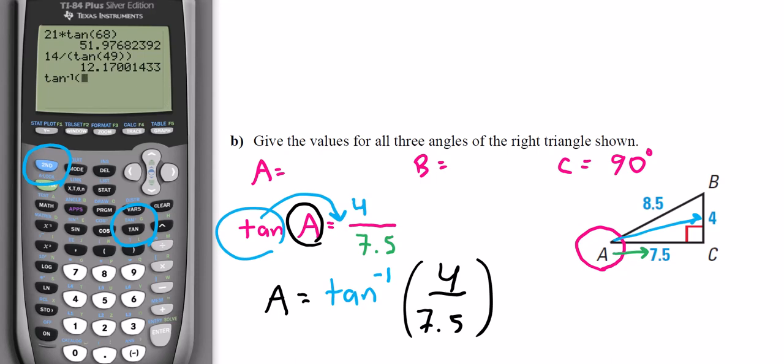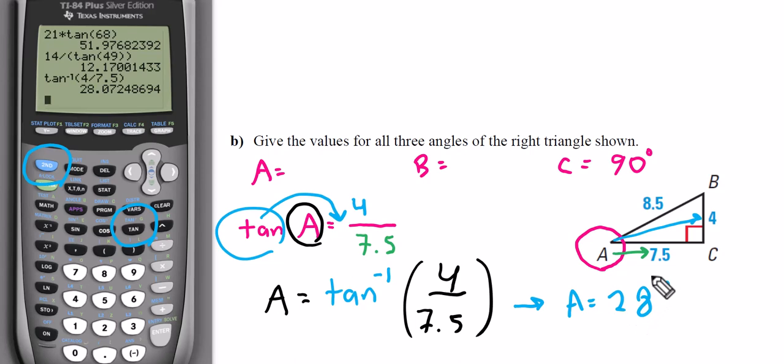So don't try to do this a different way. I'll show you what happens if you do. Let's do it this way. This is the official way. 4 divided by 7.5, and I forgot my division, so check your typing. Close the parenthesis, and we get an answer of 28 degrees. So angle A is 28 degrees. We're rounding, right? It's 28.07. Let's just do 28 for now.